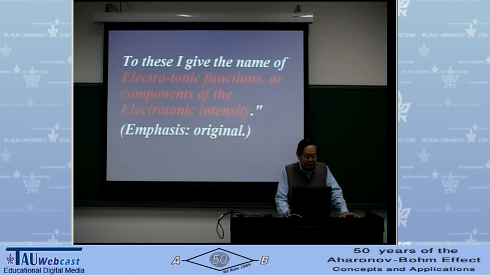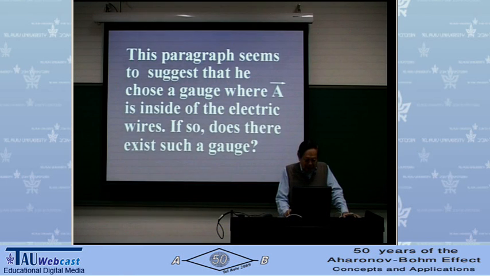The emphasis in red were Maxwell's original one. This is the only paragraph in which perhaps Maxwell was really referring to the different gauges. This paragraph seems to suggest that he chose a gauge where A is inside of the electric wires.